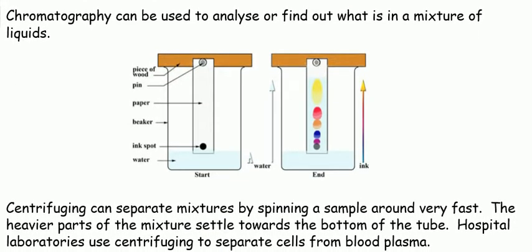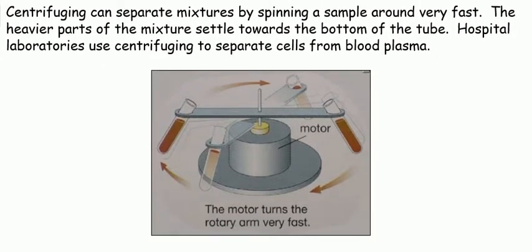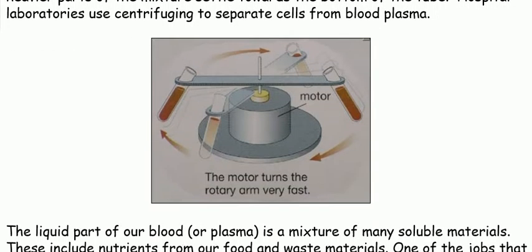Chromatography can be used to analyze or find out what is in a mixture of liquids. Centrifuging can separate mixtures by spinning a sample around very fast. The heavier parts of the mixture settle towards the bottom of the tube. Hospital laboratories use centrifuging to separate cells from blood plasma.